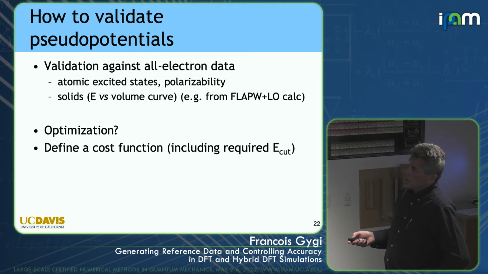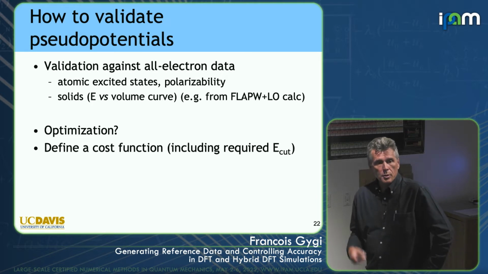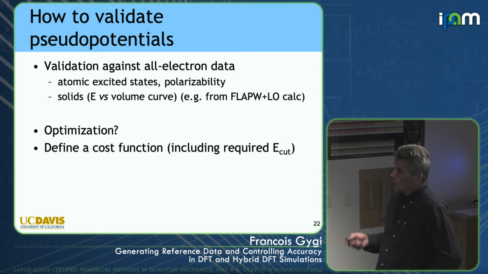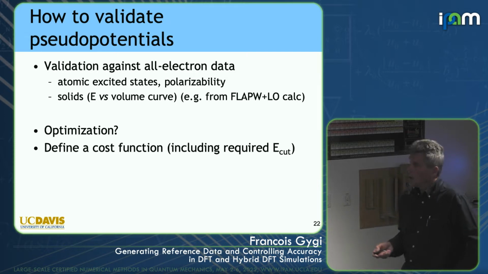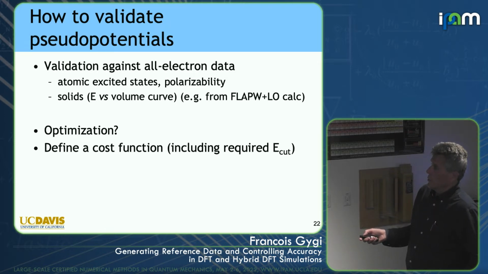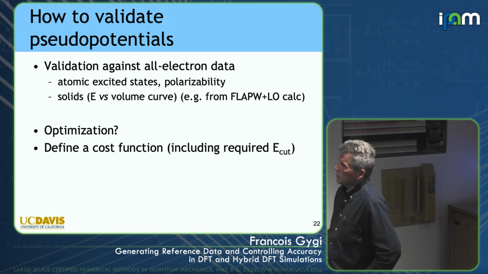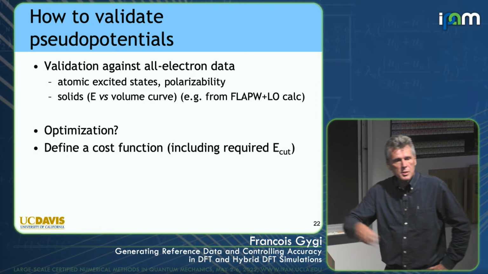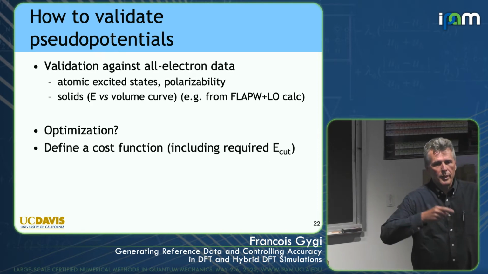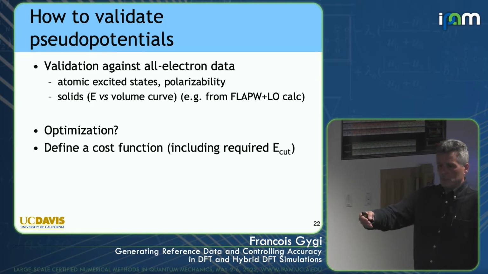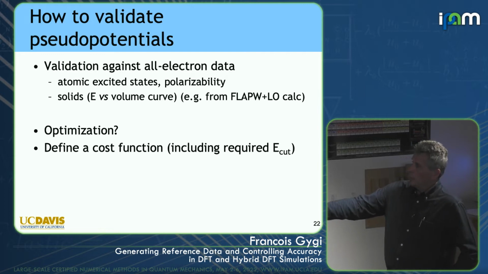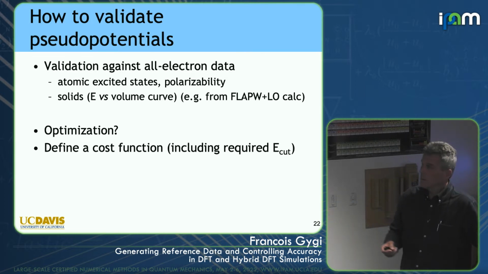In solids, typically you could choose to compare the energy versus volume curve that you get with the pseudopotential to an all-electron calculation. Typically, you could use one of those very elaborate FLAPW plus local orbital calculations. Now, can you optimize this process? If you find that you generated a pseudopotential and you're not so happy with the way that it reproduces this.